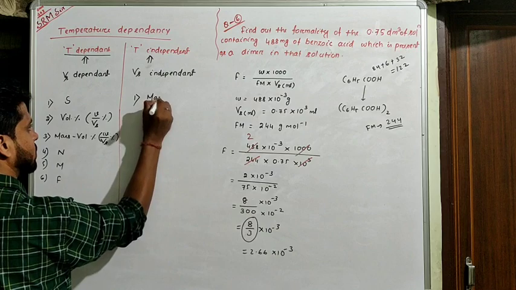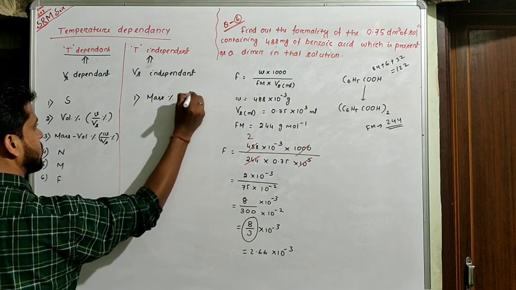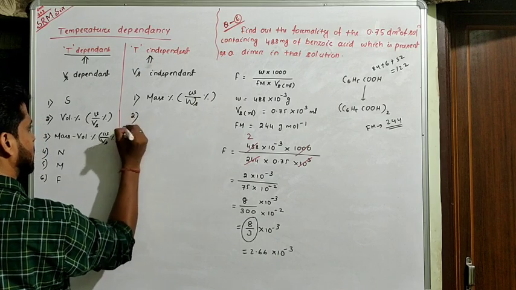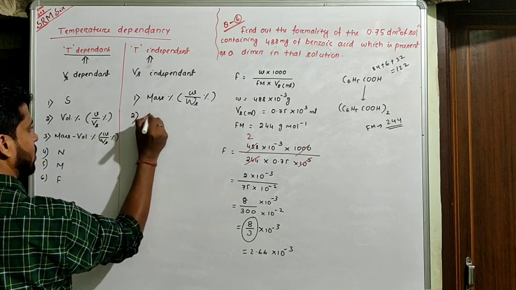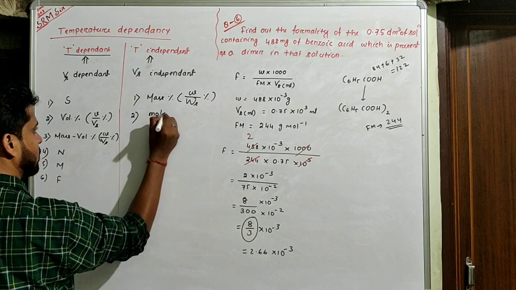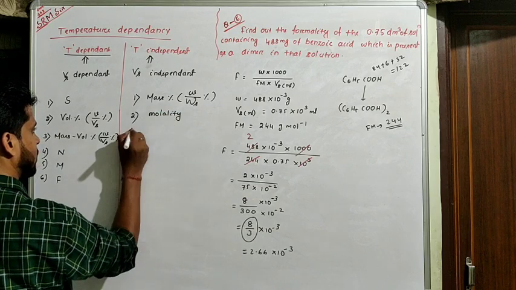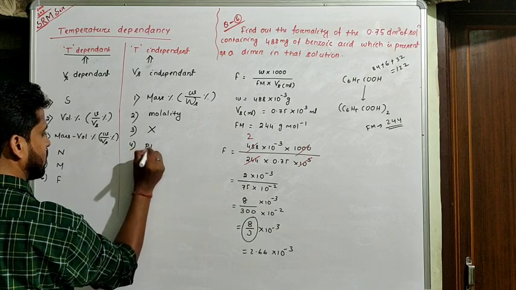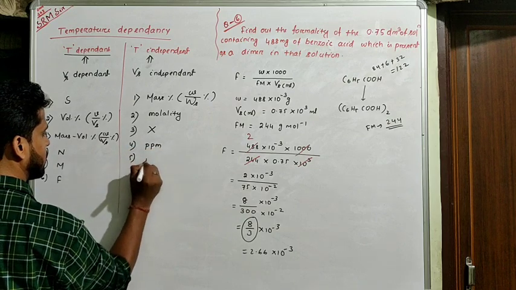One more percentage is left, that is what? Mass percentage, that is small w by capital W percent. Second one, molality, then mole fraction, then ppm, then ppb.